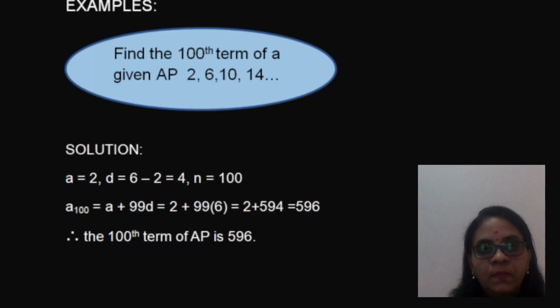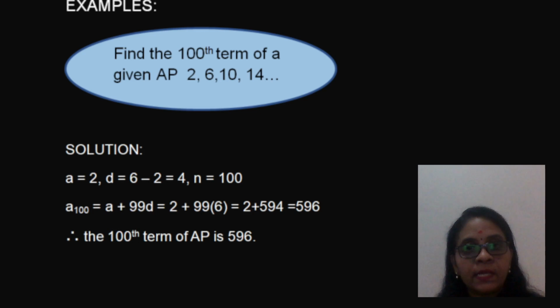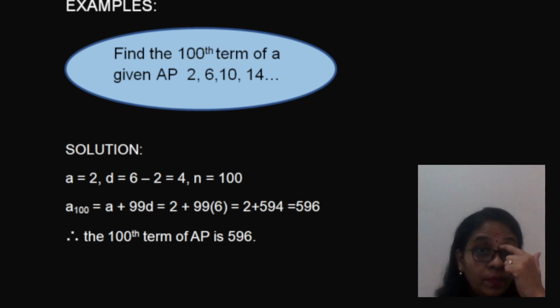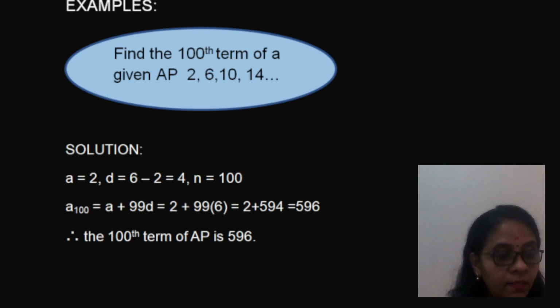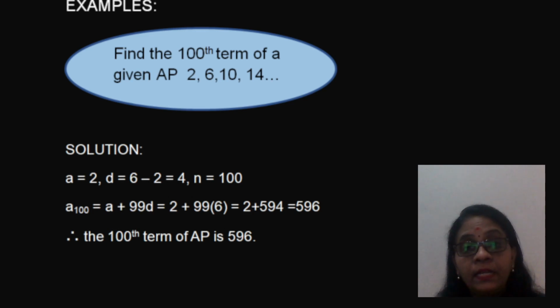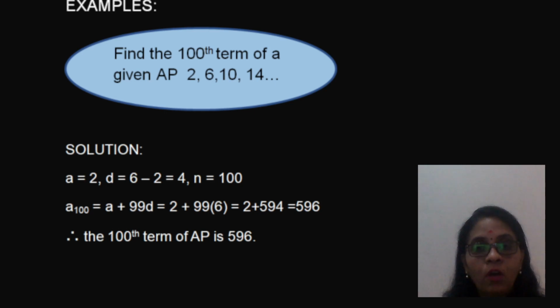Okay. So, let us see some examples. Here it is given: find the 100th term of the given AP 2, 6, 10, 14. That is the AP given and you are asked to find the 100th term. So, what is 100 here? It is the position of the term. So, the value of n here becomes 100.